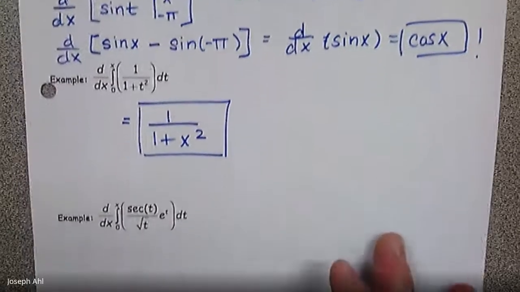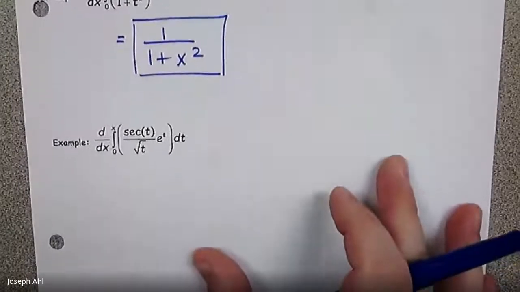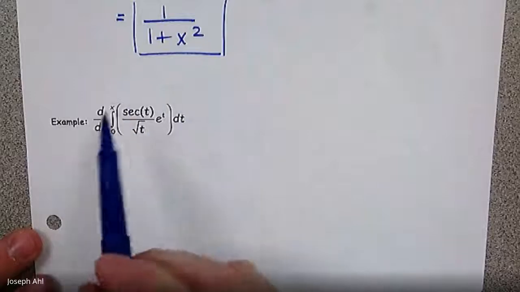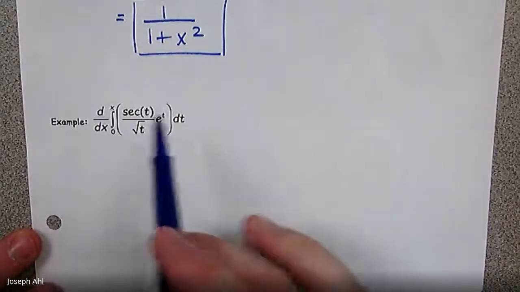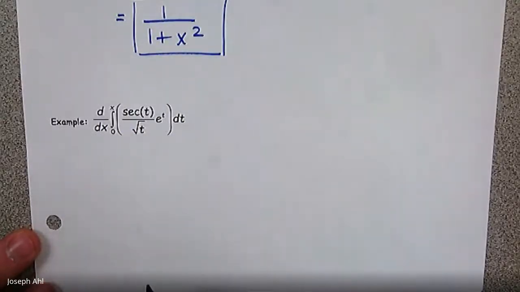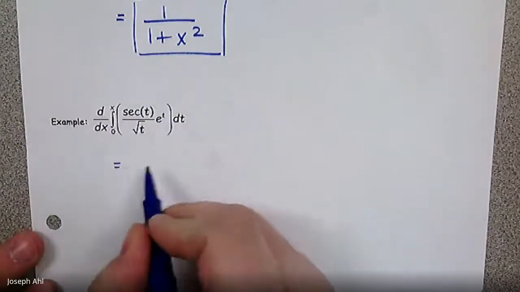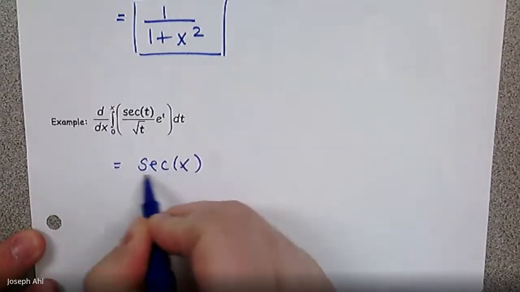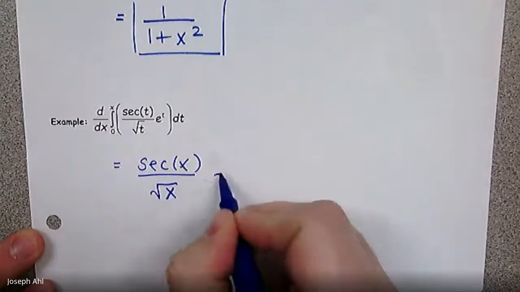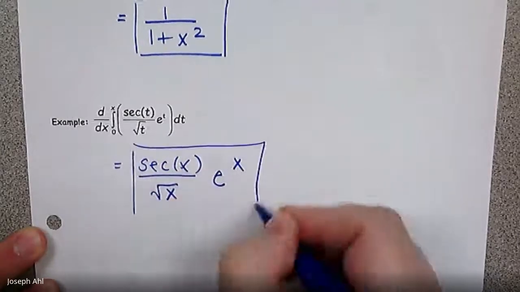Okay, so this does get a little different depending on the bounds at times, but we'll get into that in future lessons. Same thing here. I mean, this is getting fairly complicated. We have no idea what the antiderivative of this is. But if I'm taking the derivative of this accumulation function, it would be secant of x over radical x times e to the x. Done.